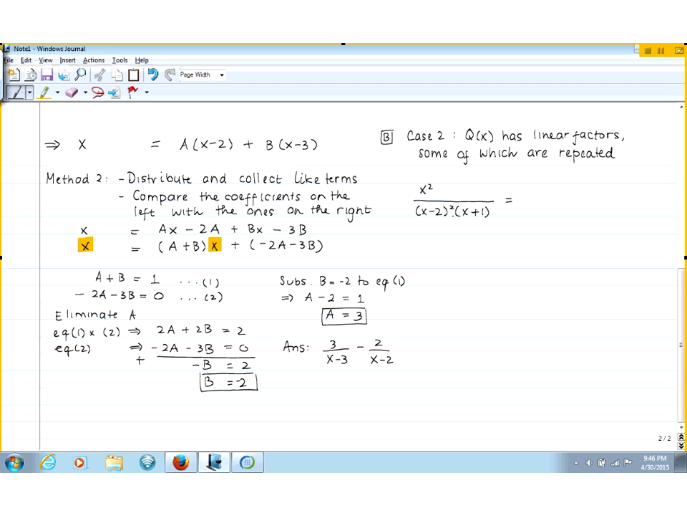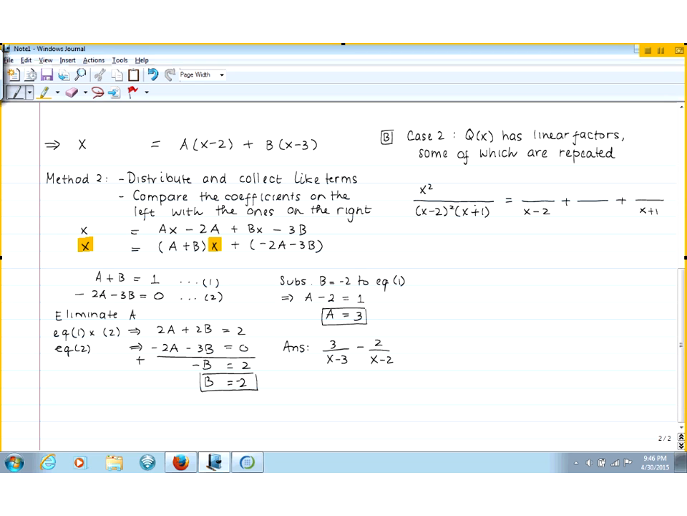Alright. So let's see here. These two factors are linear. So x minus 2 is linear, it's just that it's repeated. And x plus 1 is linear also, it's just that it is not repeated. So only x minus 2 is repeated.